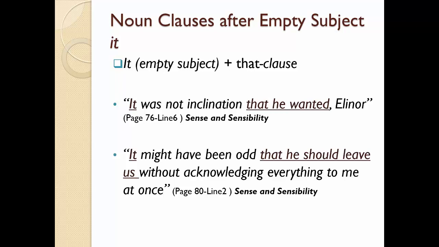We have the first rule, it as an empty subject plus that clause. The first example is, it was not inclination that he wanted Eleanor. It is in the beginning of the sentence, so it is the subject of the sentence. Afterward, the that clause, that he wanted.